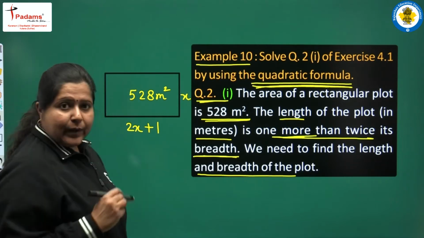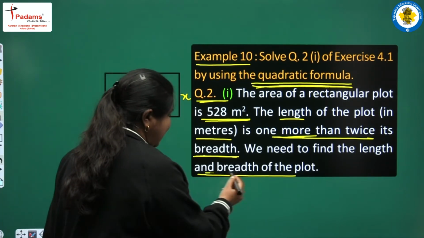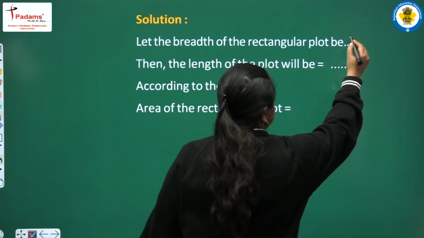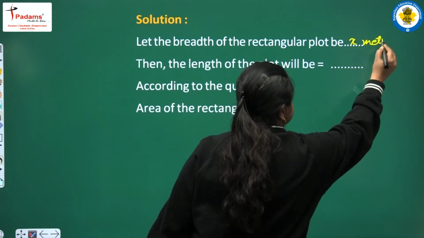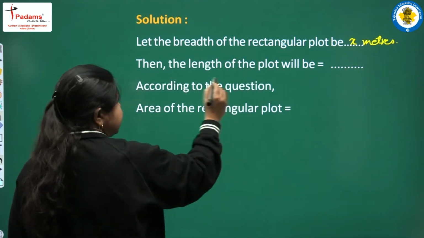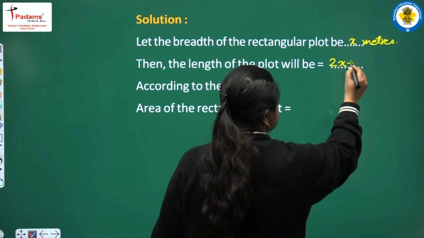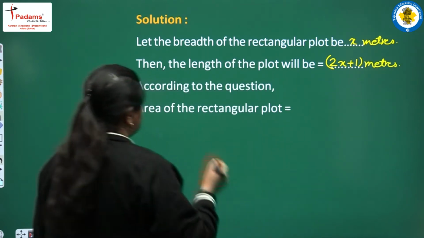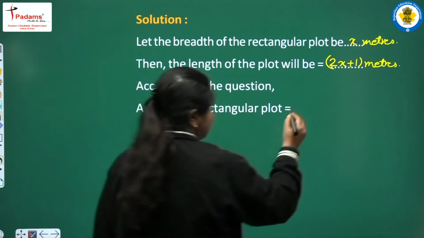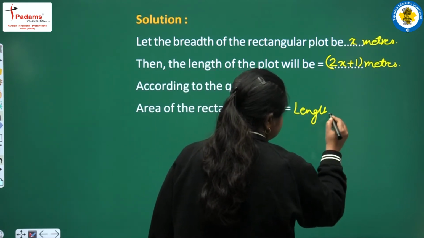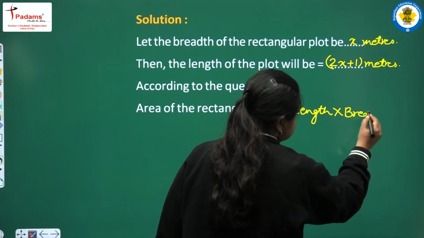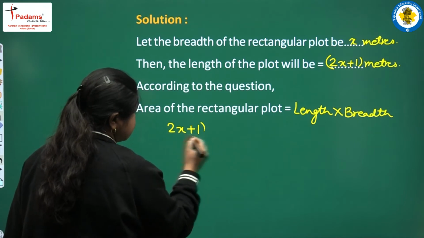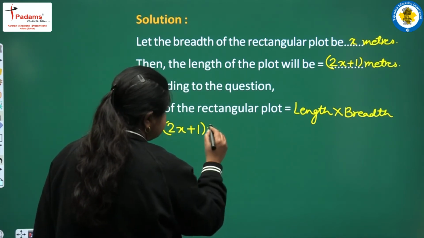Now we have to form one equation and then solve it and then get the length and breadth of the plot. Okay, let us begin. Let the breadth of the rectangular plot be x meters. Then the length of the plot will be 2x plus 1 meters. Now according to the question, area of the rectangular plot, we know it is equal to length into breadth. Length we have is 2x plus 1 meters as we discussed just now and breadth is x meters.